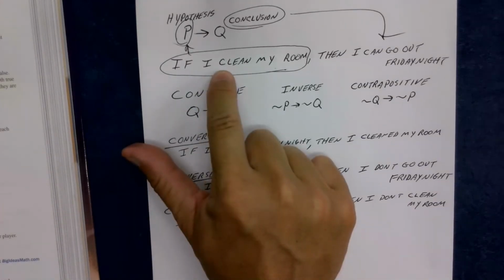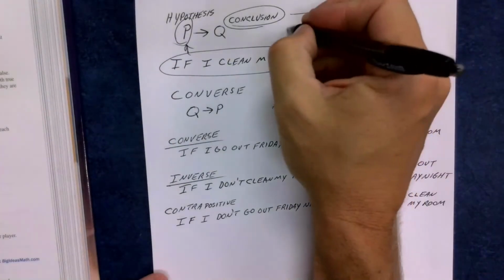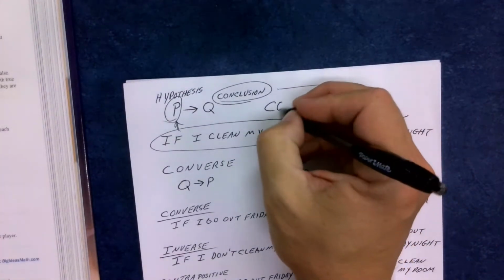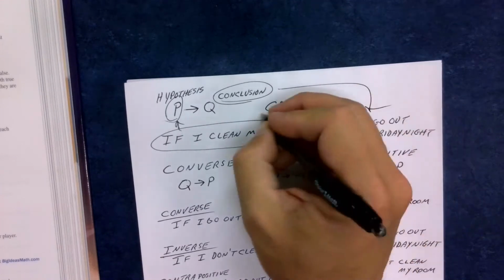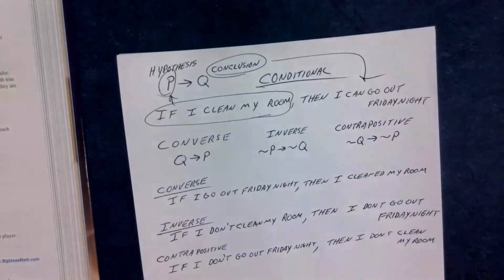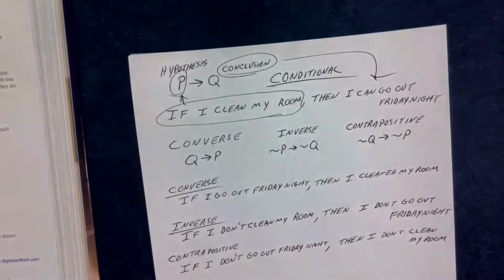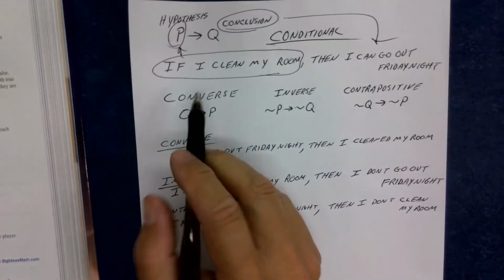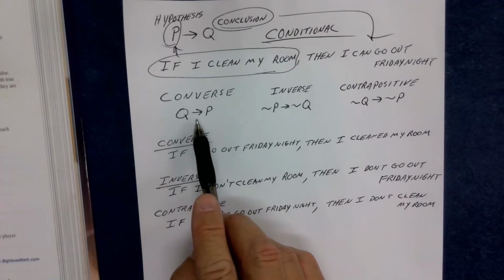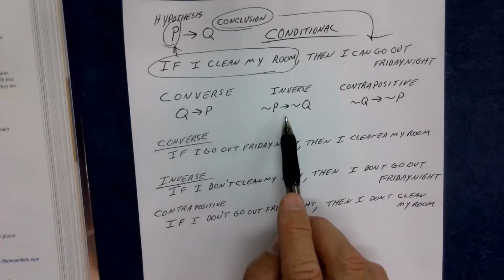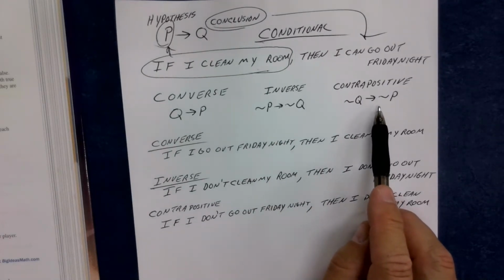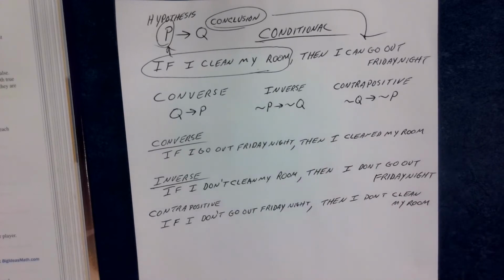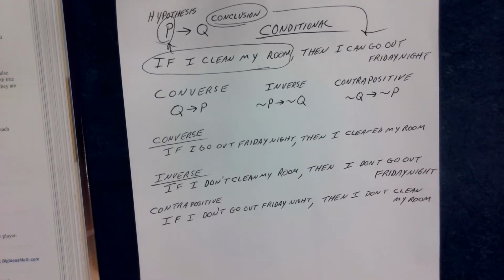The first one is just called a conditional statement, putting a condition on something. That's the original conditional statement. It has a hypothesis and a conclusion. Then there's a converse, which simply switches the hypothesis and conclusion. An inverse, which negates the original one. And a contrapositive, which switches the negation of the first one. So that's what we look like right now.